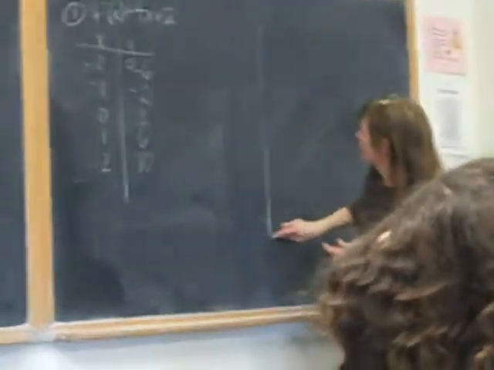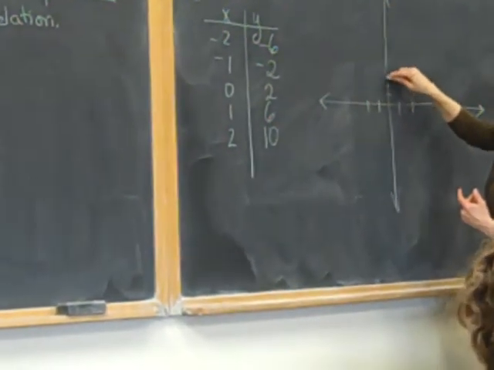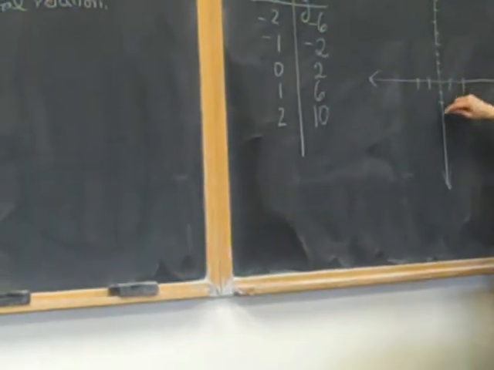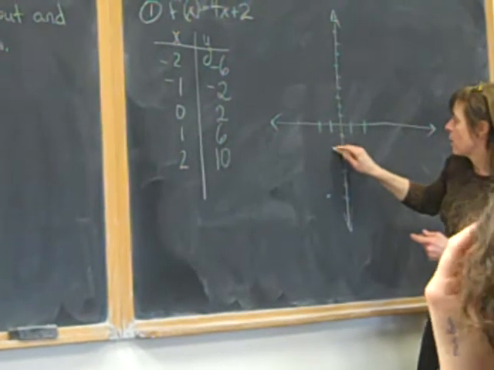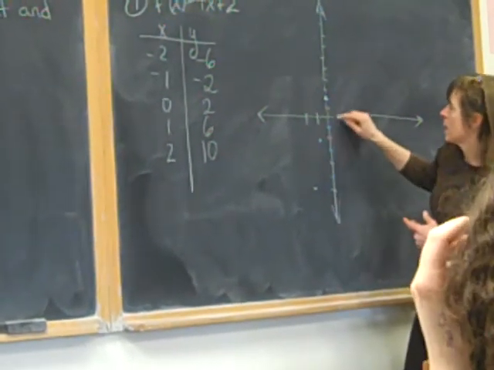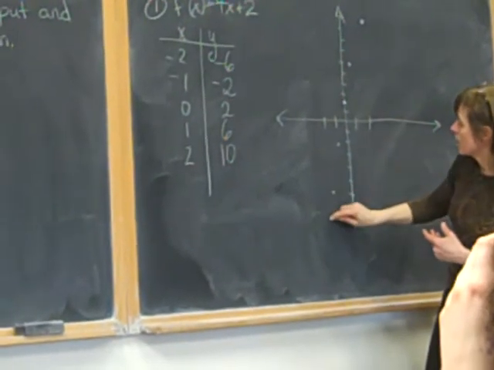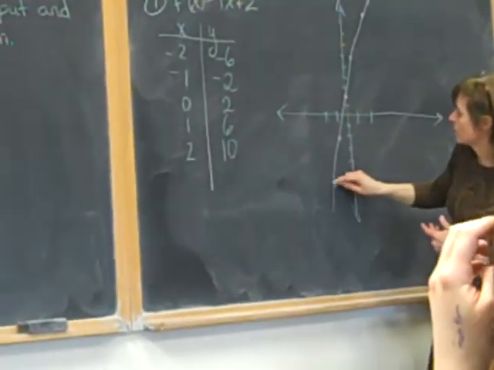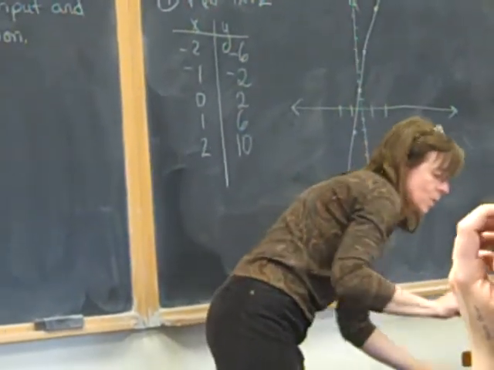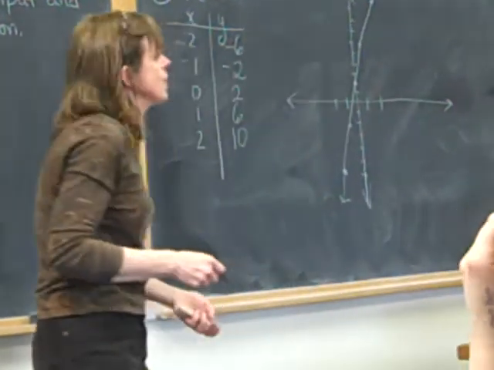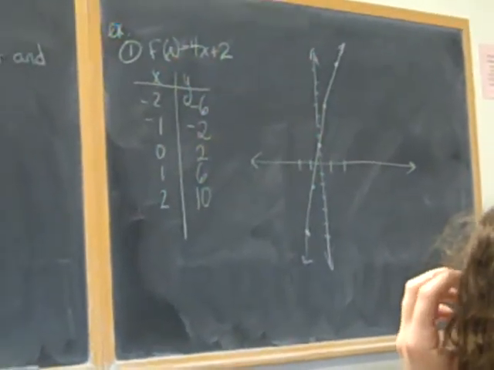Okay, so if we make ourselves a set of axes, and if we just plot the points like we would anytime we're graphing a line, hopefully, as you're getting this set, your line may look a little bit like my line.